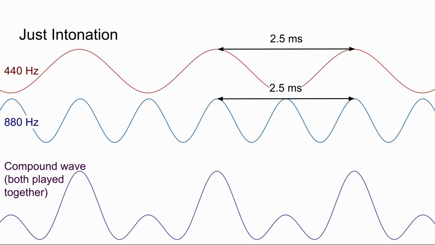This is what it looks like when we hear the notes played together. Notice that the compound wave repeats every 2.5 milliseconds, just like each of the individual sine waves above. The 880 Hz wave completes two cycles, but still, both complete a whole number of cycles after 2.5 milliseconds. Again, because the compound wave forms a repeating pattern every 2.5 milliseconds, that means that 440 Hz and 880 Hz form a consonant interval.